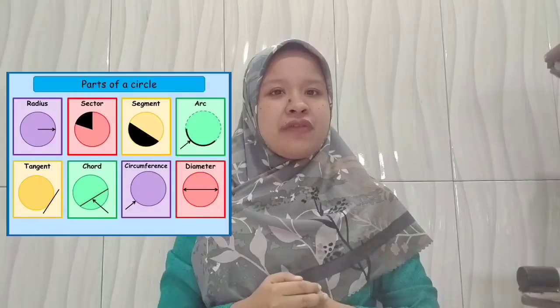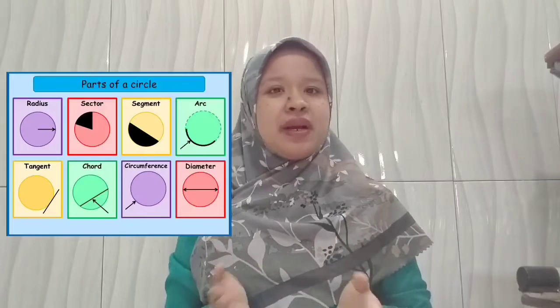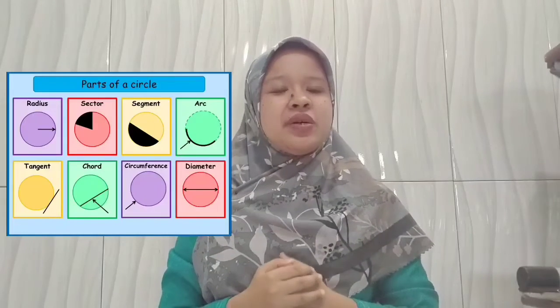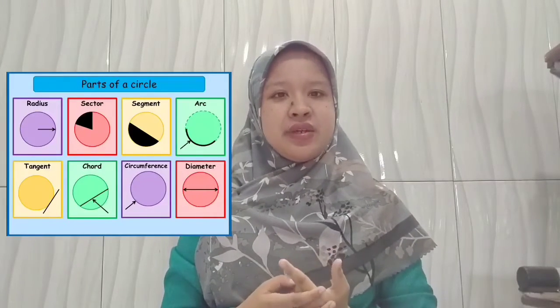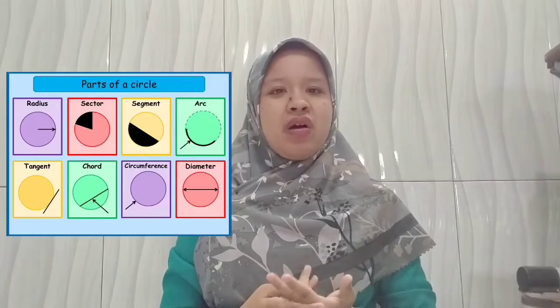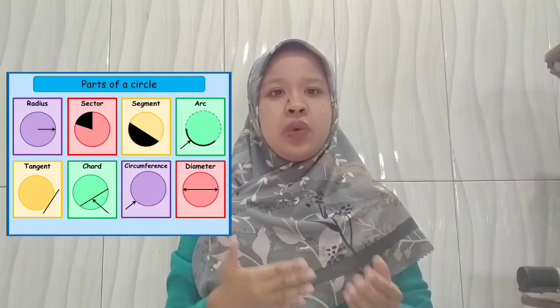Number 2, the parts of circle. There are 6 parts of circle that I will explain. There are circumference, radius, diameter, chord, segment, and sector. And then I will explain them one by one. Number 1, the circumference of circle. Circumference of circle is referred to as the perimeter of circle. We can define the circumference of circle as the distance on the boundary of circle.